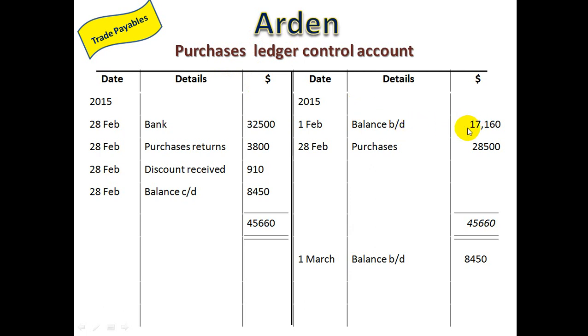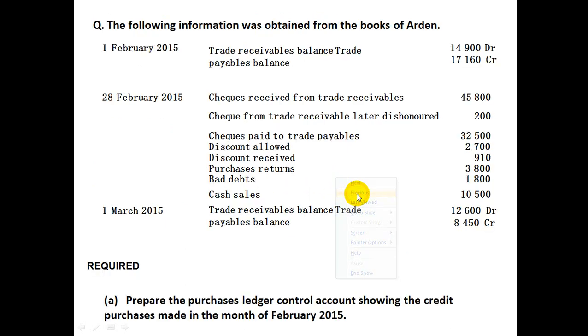Opening balance we had mentioned here. This is the amount of the payments by us. Purchases return, because it is decreasing trade payable. Discount received is decreasing trade payable. Balances were given to us. Let's have a look at the question.